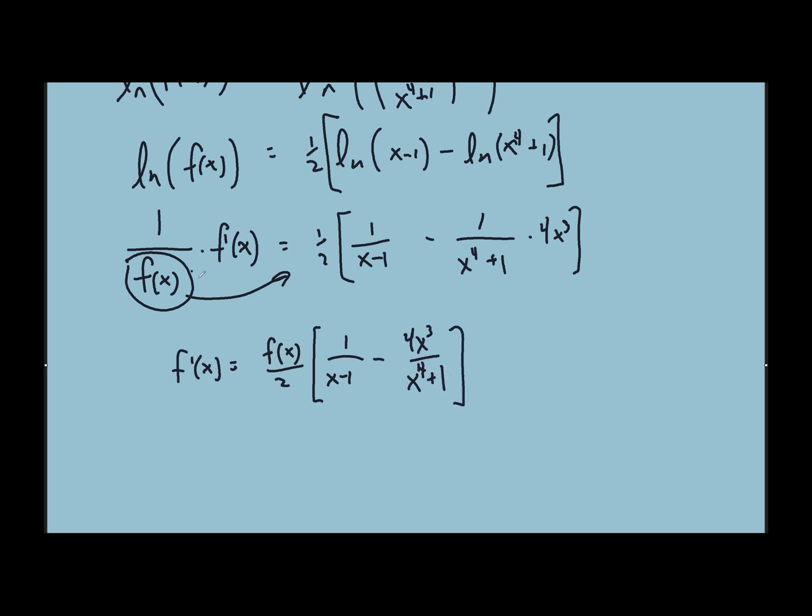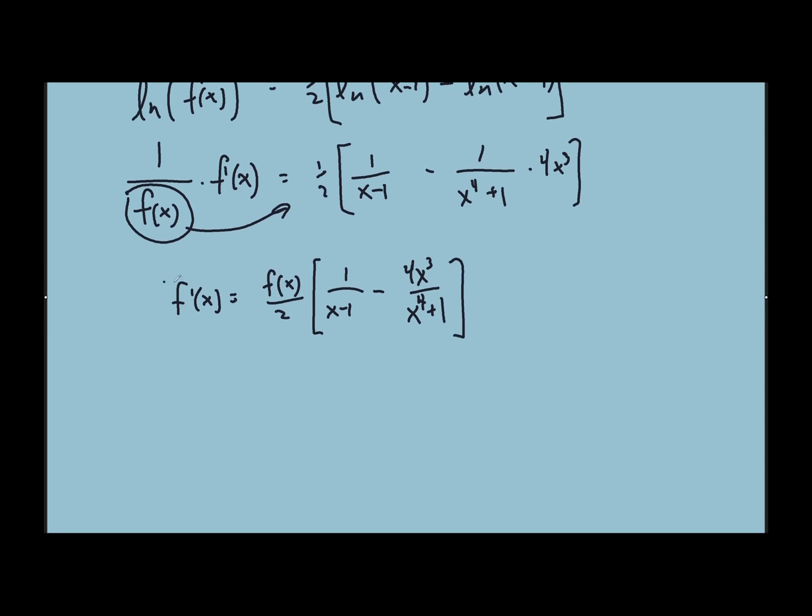And what we can do here is maybe write it out a little stronger, but I also want to multiply this up to the other side. So we'll say f prime of x, which is our goal, is equal to f of x over 2 times 1 over x minus 1 minus 4x cubed over x to the fourth plus 1. I like that so far.